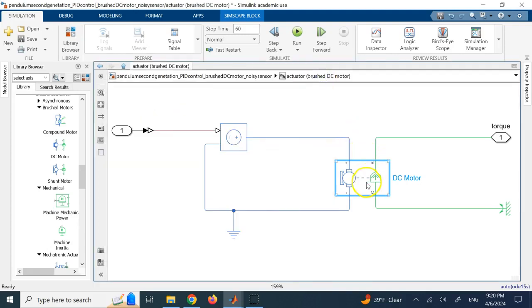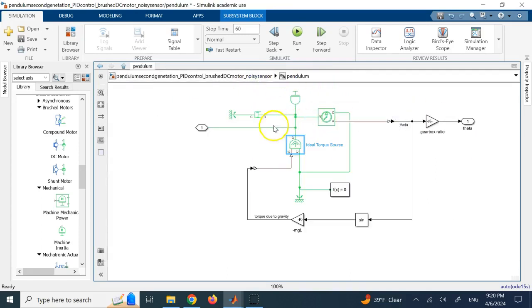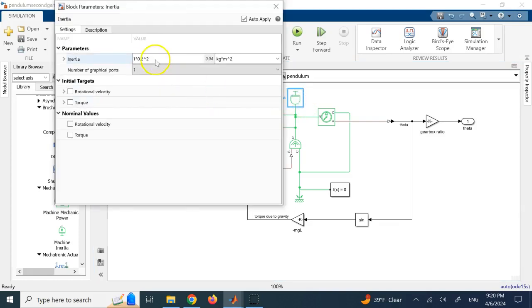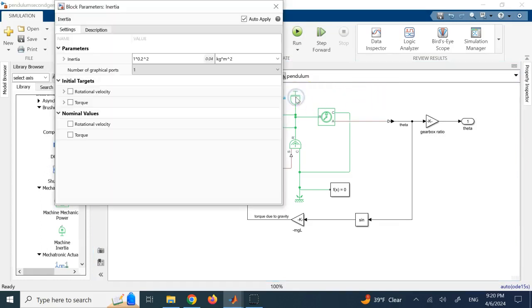Okay, so this is going to send the torque out, and then I got that torque and applied it directly to my inertia here. This is a pendulum with a mass of 1 kilogram and a length of 0.2. So you see the inertia of it is mL squared, 0.1 times 0.2 squared. And the other thing you have here is this inertia: you can provide initial torque or initial velocity for it, not initial angle.